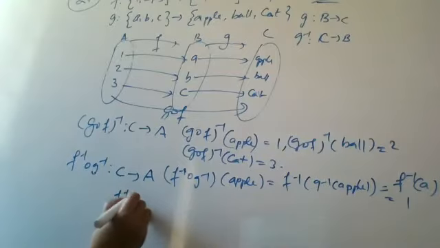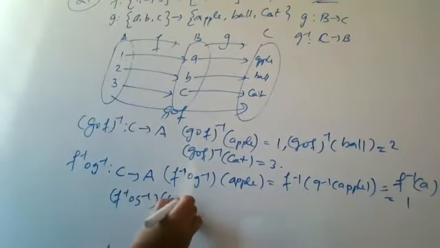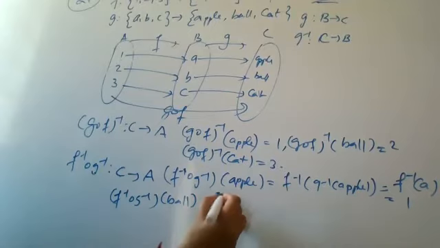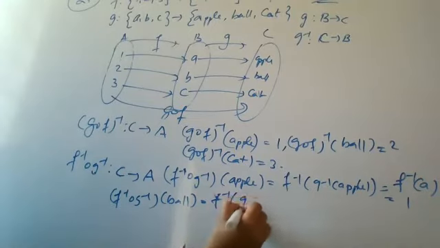That means F inverse composition G inverse of ball will give you what? F inverse of G inverse of ball.